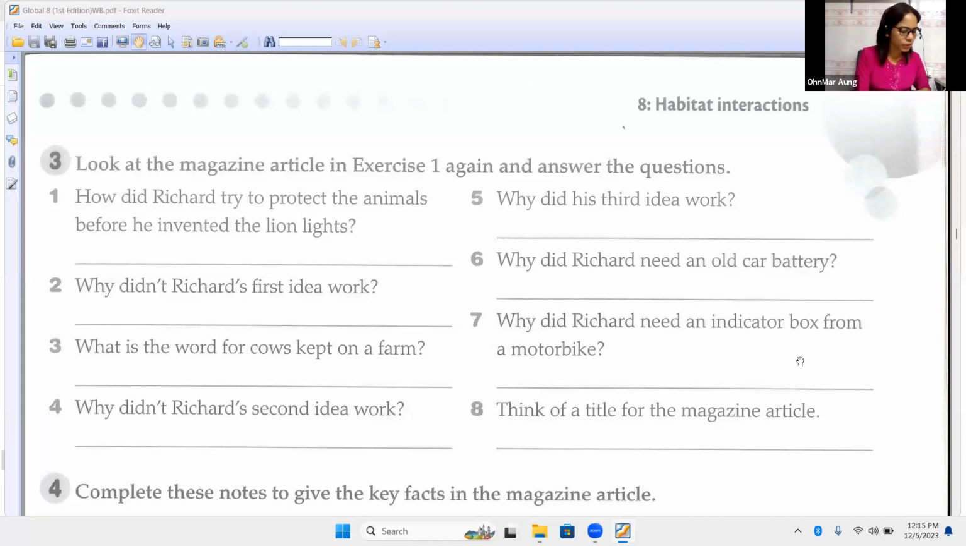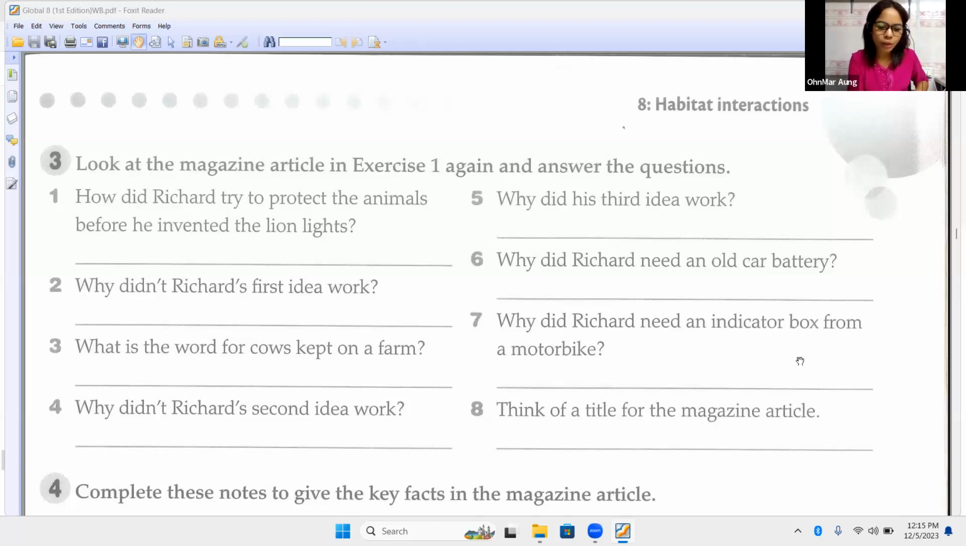It is partly correct. He used a solar panel to produce electricity and he connected it to an old car battery, which stored the electricity. So you can make it longer. Can you say, I will ask someone else, and you can compare your answer.